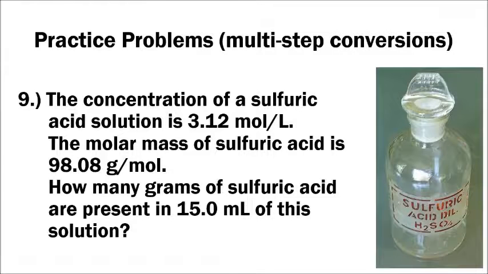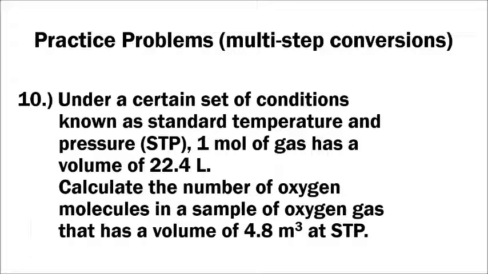And finally, number 10. Under a certain set of conditions known as standard temperature and pressure, or STP, 1 mole of gas has a volume of 22.4 liters. Calculate the number of oxygen molecules in a sample of oxygen gas that has a volume of 4.8 cubic meters at STP.